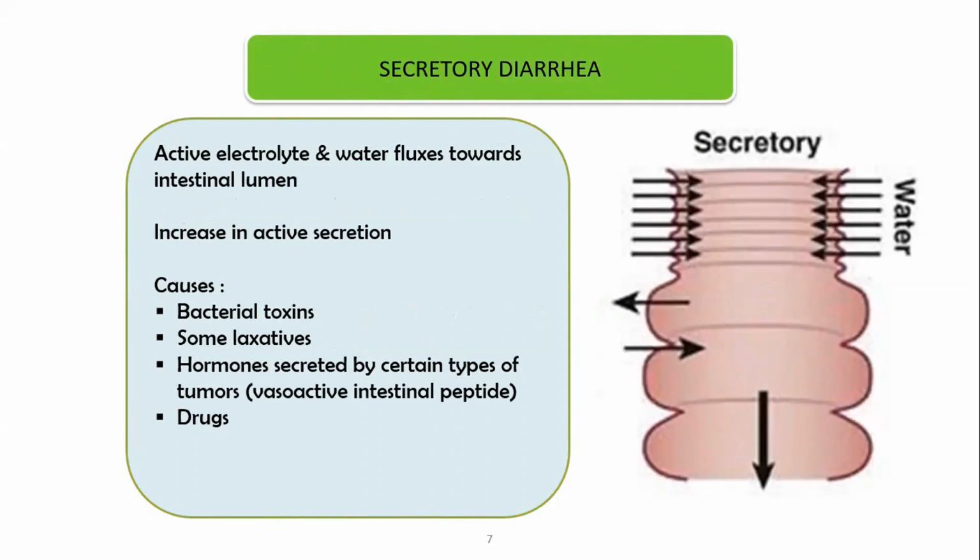Next, we have secretory diarrhea, characterized by active electrolyte and water fluxes towards the intestinal lumen. In secretory diarrhea, it's all about secretion, so there will be an increase in active secretion. This can be caused by bacterial toxins such as cholera toxin. If you remember anything about cholera, remember that they have a very high volume of stool. This is one of the distinguishing features between secretory and osmotic diarrhea: there's a very high volume of stool in secretory diarrhea, whereas in osmotic diarrhea the stool volume is only moderately increased. Other causes of secretory diarrhea include hormones secreted by certain tumors, such as vasoactive intestinal peptide, or VIPoma, or drugs such as penicillin or fluoxetine.